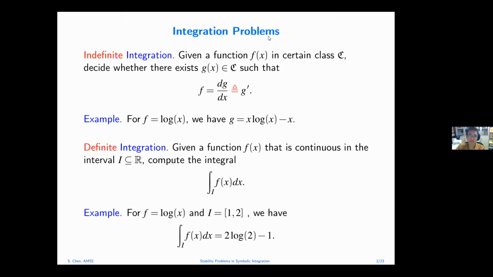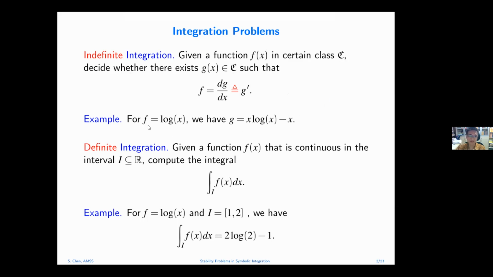So this starts from the integration problem. The integration problem splits into two parts. One is about indefinite integration, which involves no limits. For a given function f, we would like to find another function g, usually in the same class, such that the derivative of g is equal to the given function f. Basically, this indefinite integration can be formulated, and we will see it, in differential algebra.